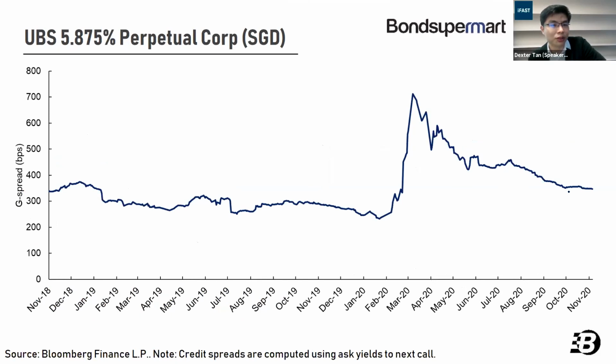The 5.875% perpetual Singapore dollar bond, the perpetual note, is included in the Bond Express portfolio. The indicative G spread is around 400 basis points. The indicative yield to next call, which is in November 2023, is about 3.7%.